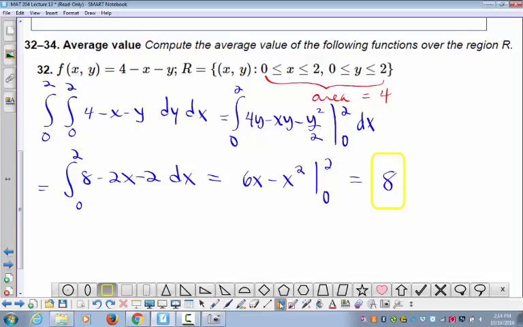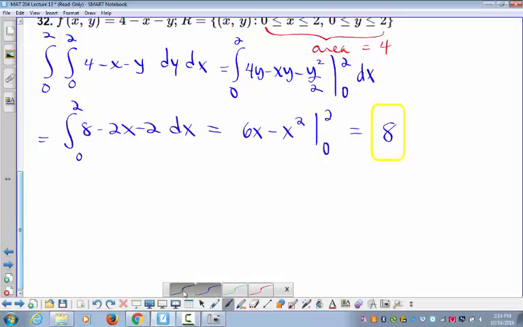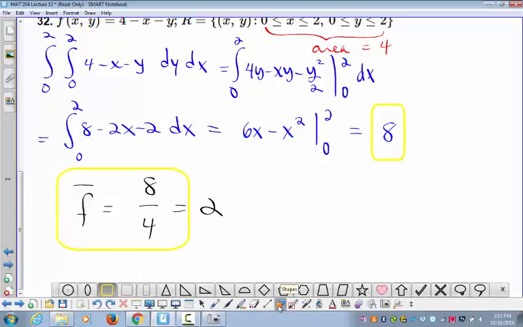Oh yeah, we're not totally done. We did the integral, so we're not done. So then our average height, or our average value, so what do they use, f with a bar over it? So f bar is going to be 8 divided by 4, so the average height is 2.